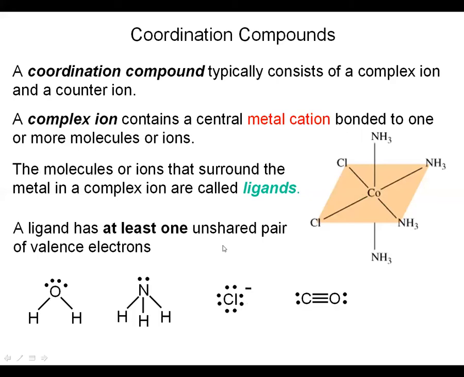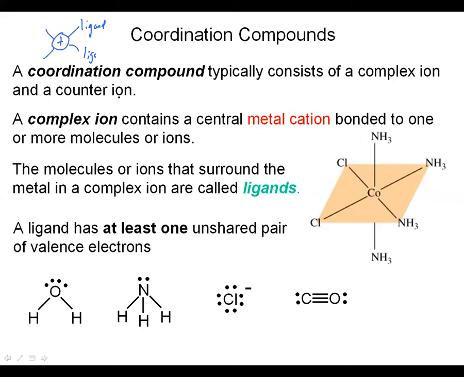All right, so let us start with the idea of coordination compounds. A coordination compound usually consists of basically two things: a complex ion and a counter ion. A complex ion we've seen a couple of times before. It is our positive ion, as we were just talking about, that has a number of ligands attached to it. And as we mentioned, the ligands are our Lewis bases.